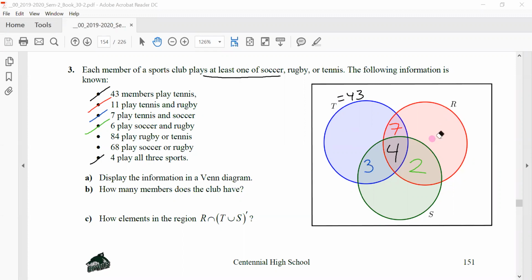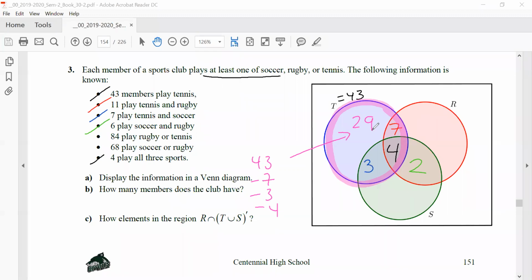Well, if I know there's 43 people that play tennis, that's this whole circle right here. So how's that going to help me? Well, I know this region right here is tennis only. So I'm going to go 43, subtract 7, subtract 3, subtract 4. The kids tell me that's 29. Now, that's tennis only. So what am I going to do with that?